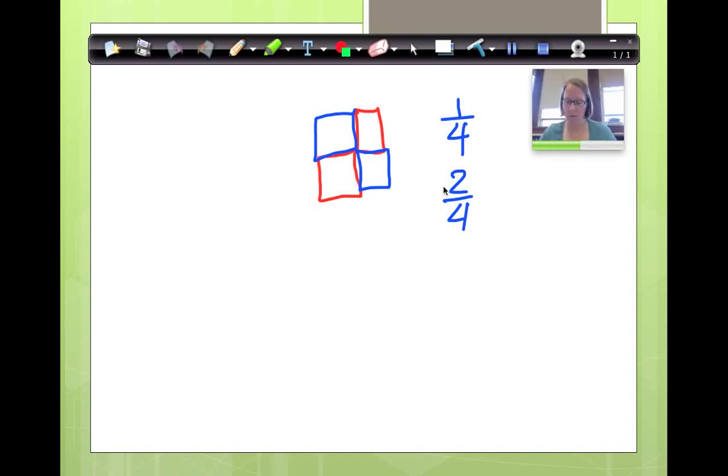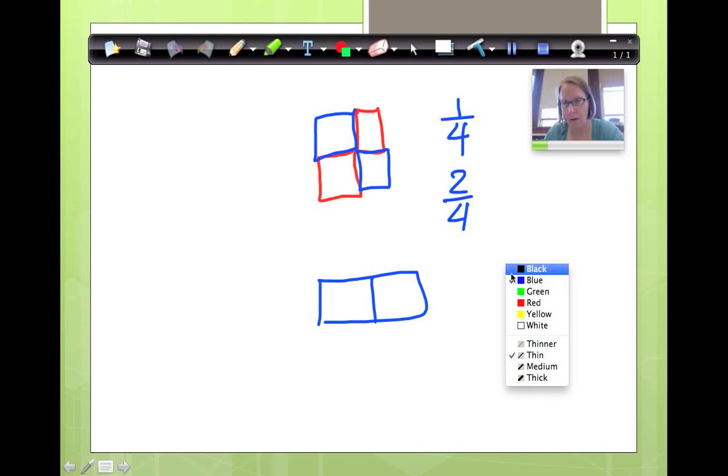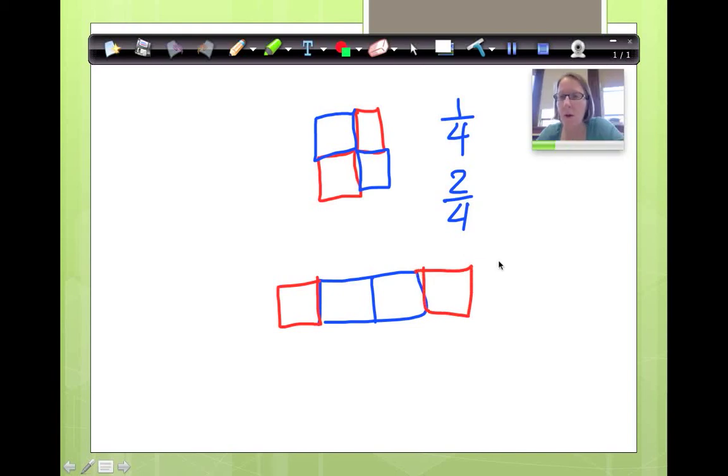Okay, now what happens if I do this? I change the shape. So now I have, where's my pencil? 2 blues right here. And I have a red right here. And I have a red right here. What is my unit fraction that the whole piece is cut into, my whole model? Well, it's 4s because there's 4 pieces. How many are blue? 2 4s are still blue.